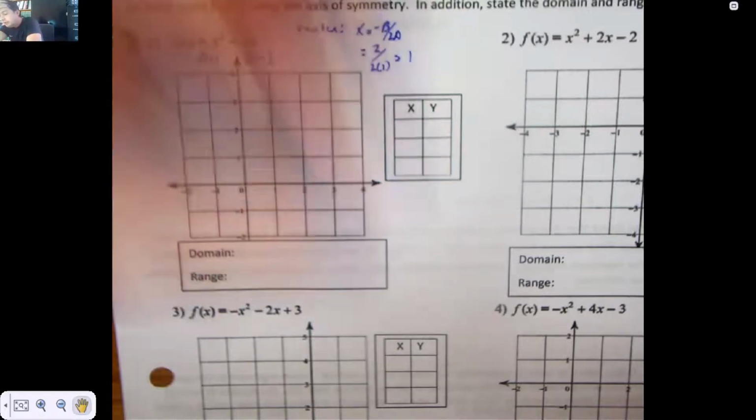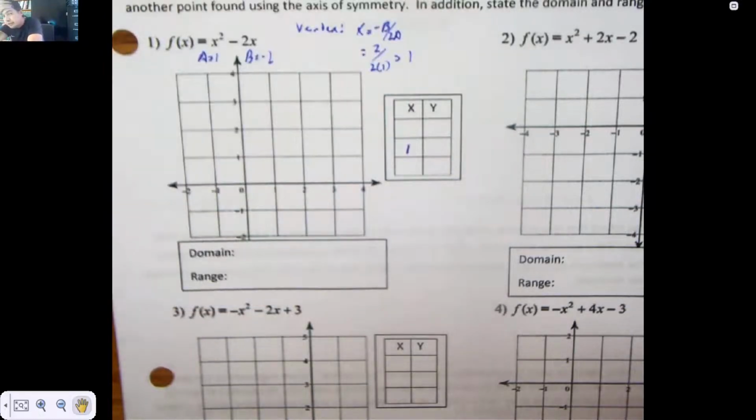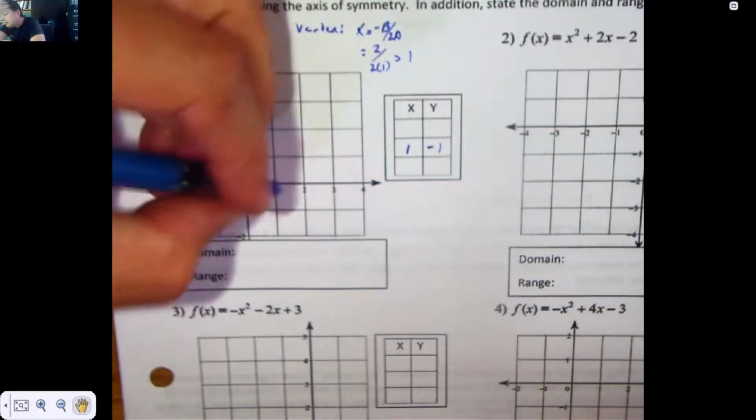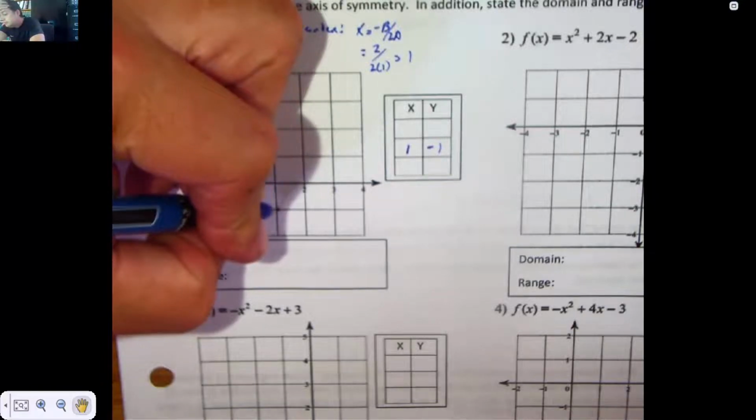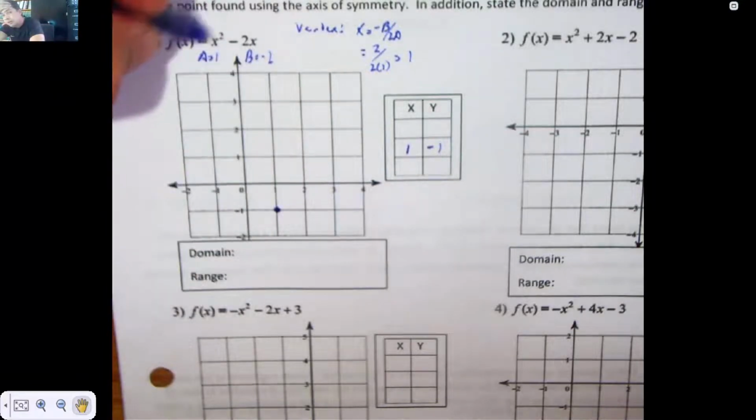I'm going to get 1. My vertex is at 1. So I put that smack dab in the middle of my table. All right? Now that I have x, I plug it back in to get y. 1 squared is 1. Take away 2 1s would be negative 1. Should be anyways. I would think it would be. Plot that point: to the right one, fall one. This thing is going to open up.